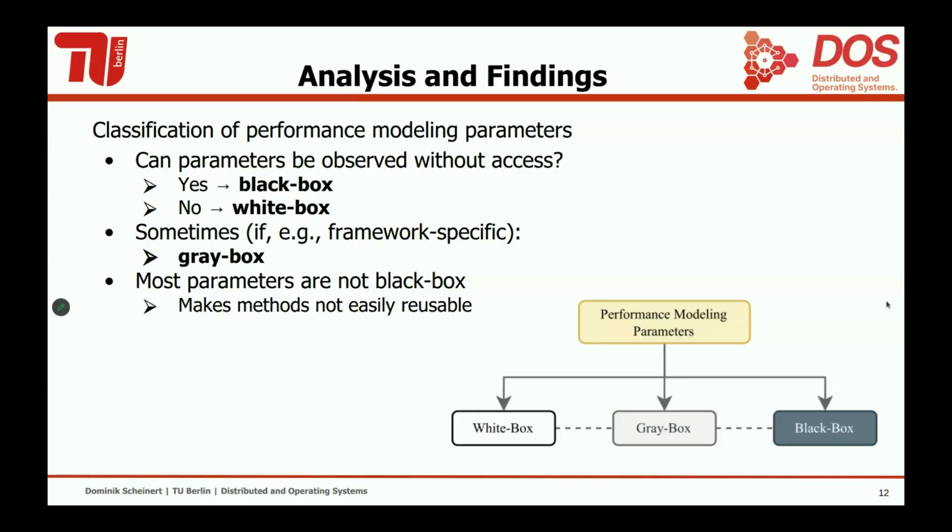But most parameters, I think we can say here, also in retrospect after our analysis, are not black box. So many of the existing approaches are using either gray box or white box parameters because they make use of the internals of particular frameworks, which also, of course, has some drawbacks because it makes these methods not easily reusable for different frameworks or slightly different use cases.